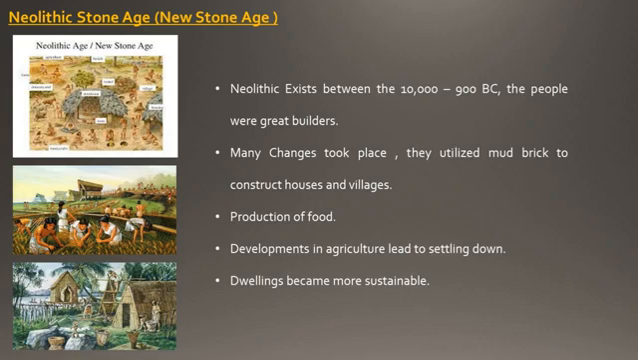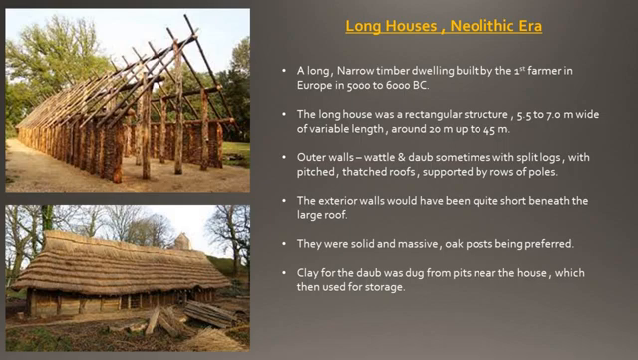There are different types of structures that emerged in this era. The first is long houses and the second is dry stone houses. Let's learn in brief. First, long houses: a long and narrow dwelling made of split logs, daub and wattle, with a thatch roof. The basic size of the structure was about 5.5 to 7 meters wide and around 20 to 45 meters in length. They were solid and massive. Oak posts were used in the construction.